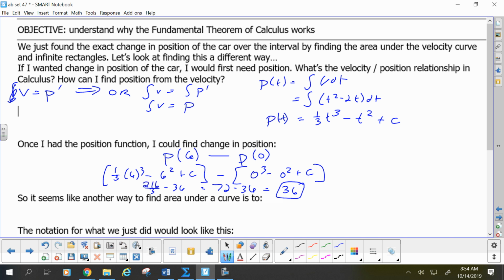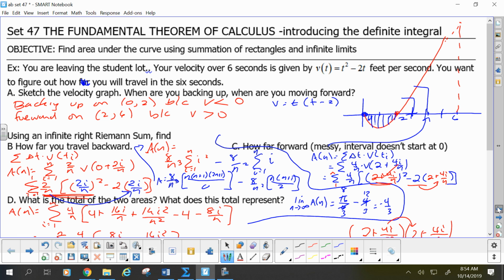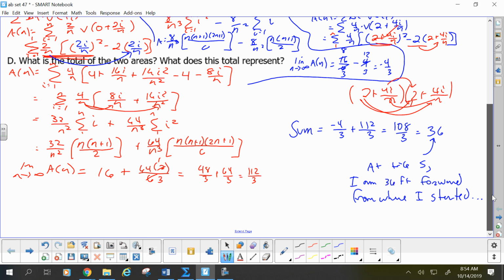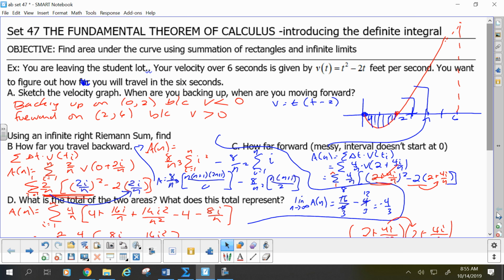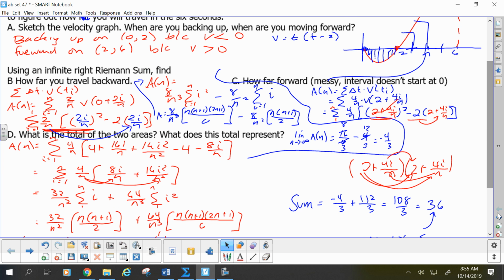So it seems like we found a bit of a shortcut that can help us avoid all this infinite rectangle stuff. It seems like if I want to find area under velocity, I could just say, well, shoot, I just need to take the position function by getting the antiderivative and then taking the difference.